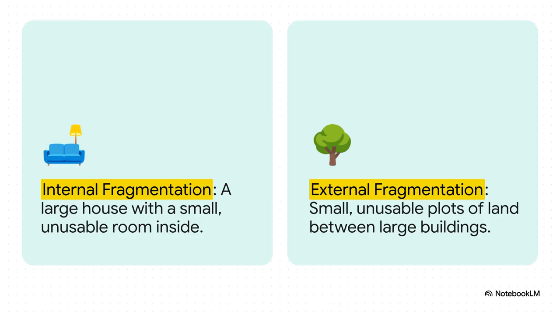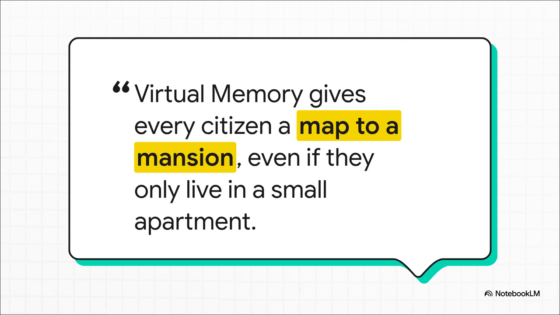And maybe one of the coolest tricks the OS can pull off is something called virtual memory. It's incredible. It basically gives every citizen, every program, a map to a giant mansion, even if they're only living in a tiny apartment. It makes every program think it has tons and tons of space, even when the physical land is limited. The OS is like a master magician here, swapping things around in the background to make the illusion work perfectly.